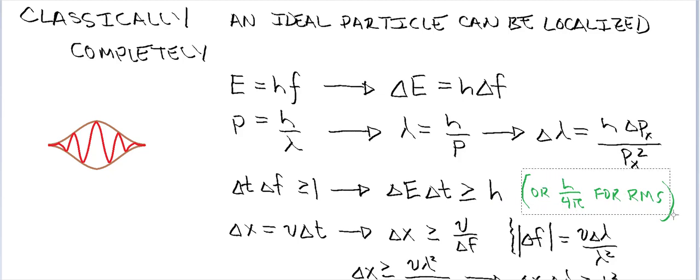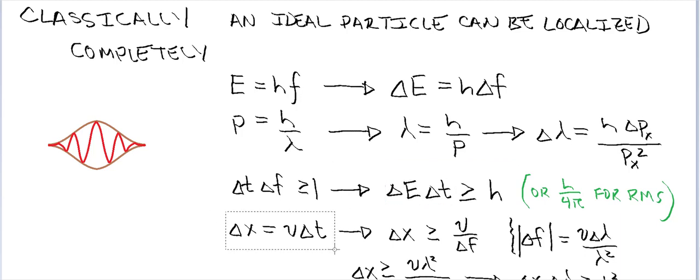Now, for completeness, if we were looking at root mean square rather than h, we would say h over 4 pi. And in fact, that's the approach that I'm going to take without further explanation. But put a pin in this because this is going to be important to us.